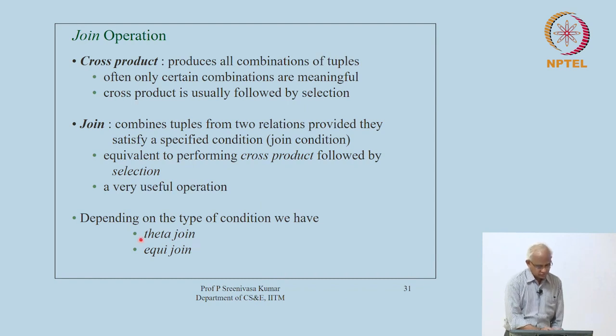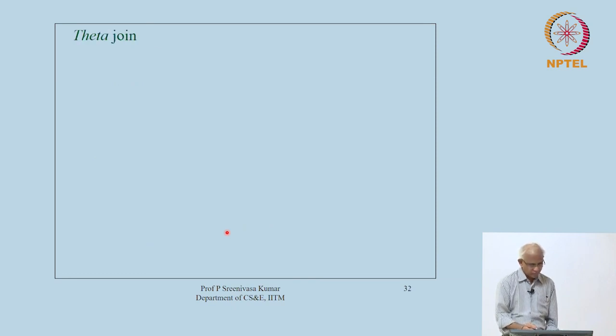So, we will talk about theta join, equijoin and natural join, various different joins, and then later on of course, when we go to the implementation details about these operators, we will talk about specific algorithms for realizing these join operations. Okay. So, what is theta join?